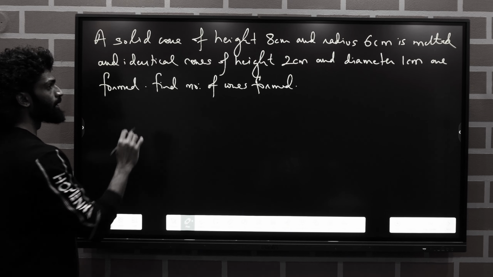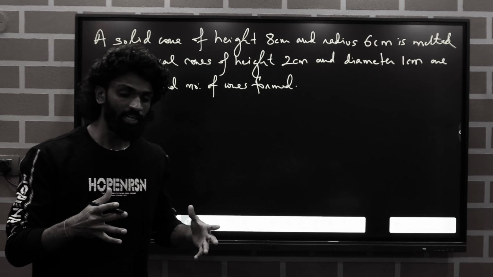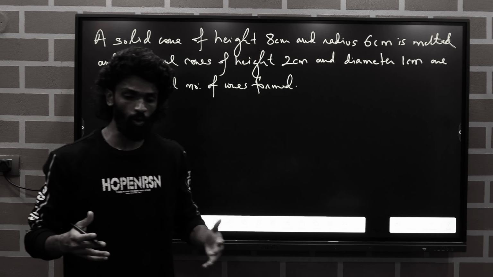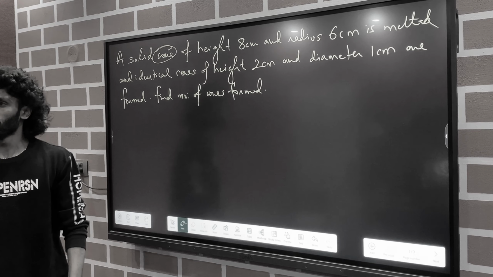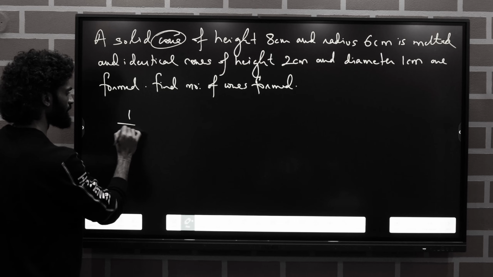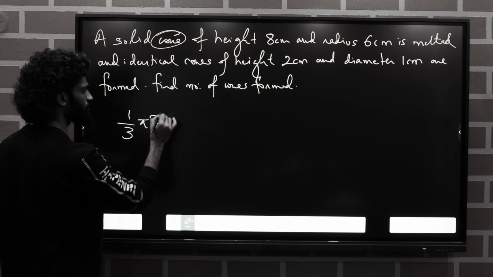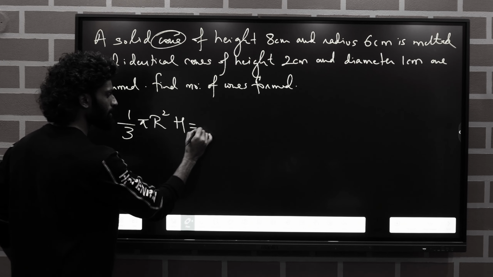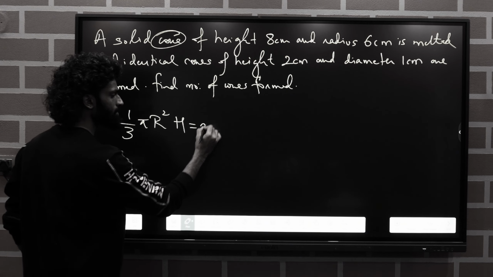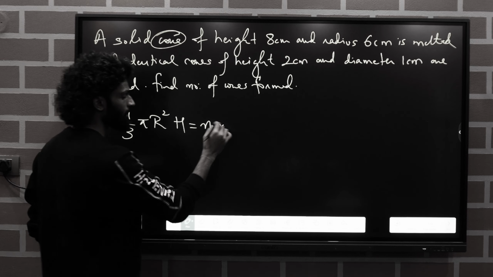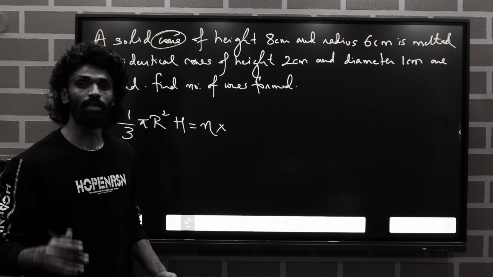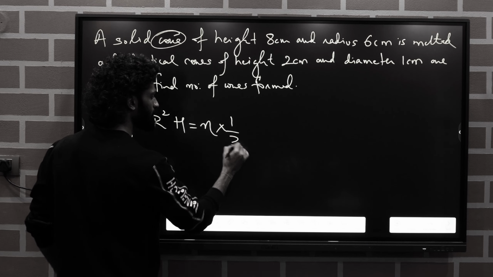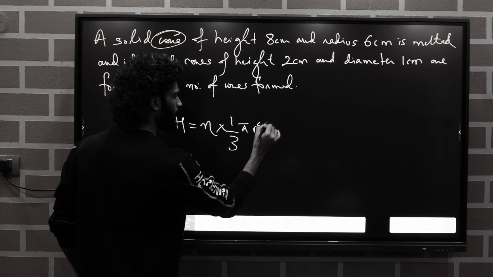I'll write bigger cone, and I'll use different notation: capital R, and also capital H. First of all, it's a cone. The volume of a cone is given by the formula 1 by 3 pi R square H. So the bigger cone equals n times the smaller cones. End of the day, big or small, the cone formula will remain the same, only the notation changes. So 1 by 3 pi r square into h.